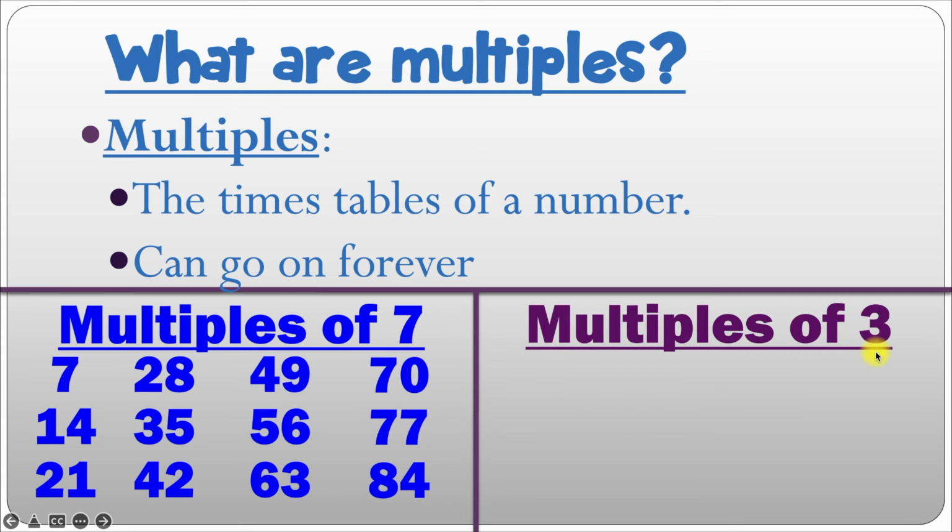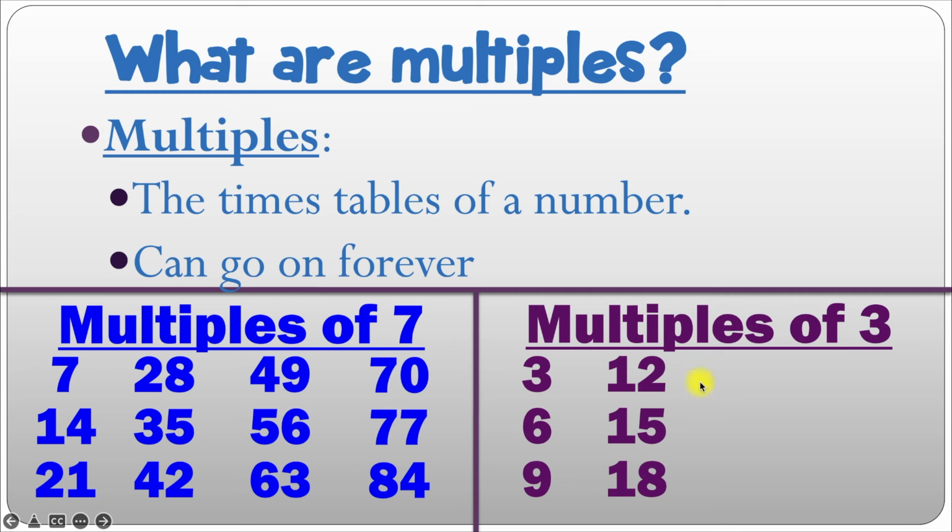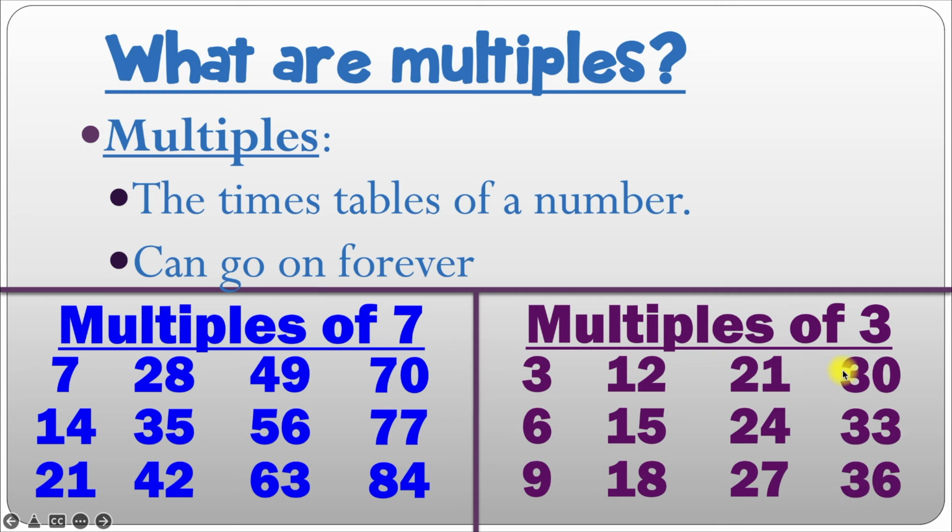And how about the multiples of 3? Well, we've got 3, 6, 9, 12, 15, 18, 21, 24, 27, 30, 33, and 36.